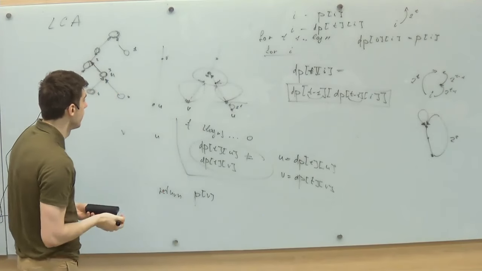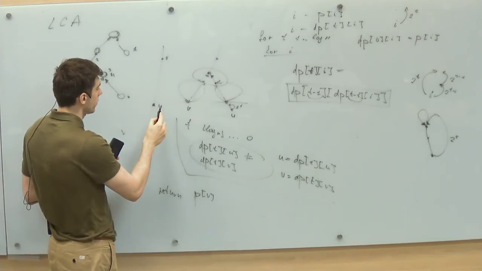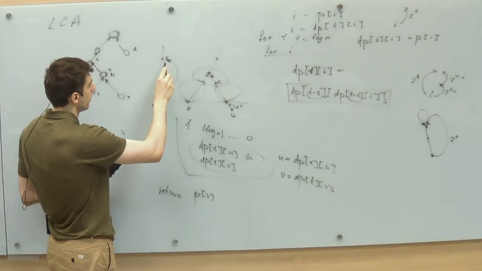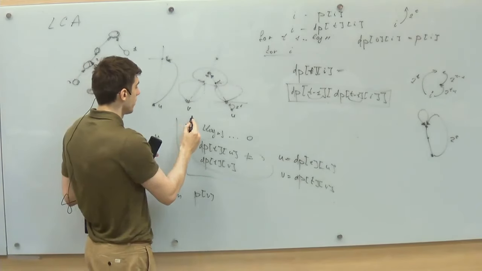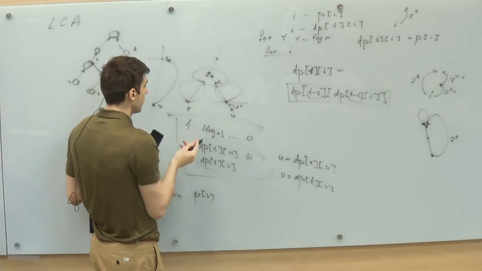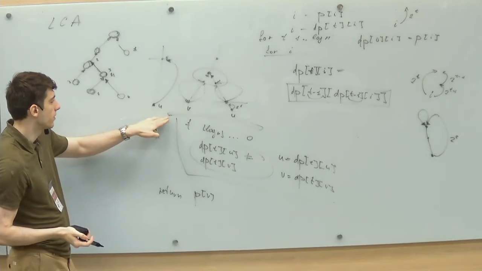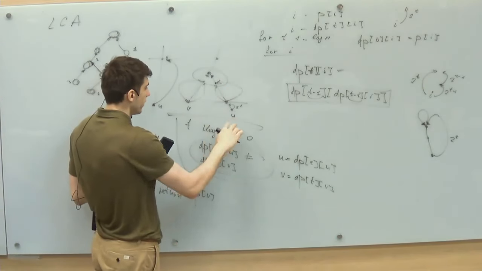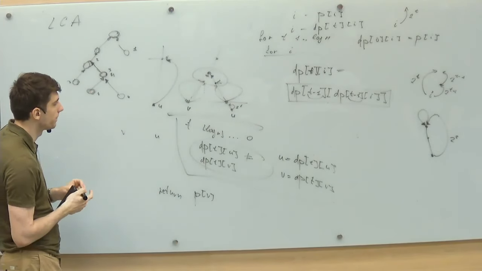In this case, after we lift the vertex which is lower to the same depth, they will coincide at this moment. So before the cycle, we'll have to do only one check, whether the vertices are already matching. In this case, we'll just return any of them.